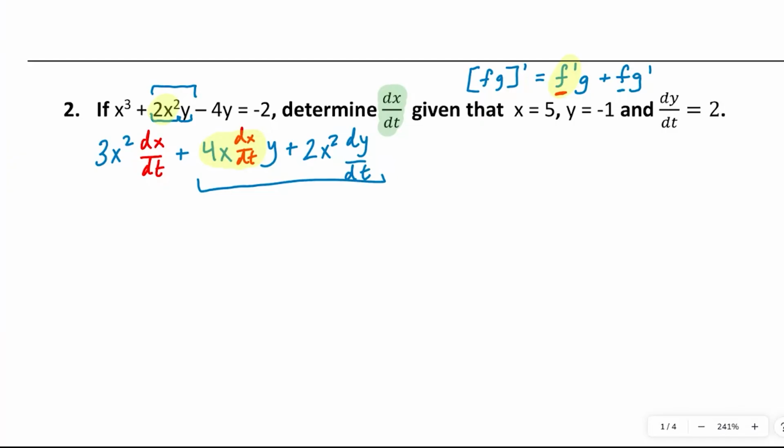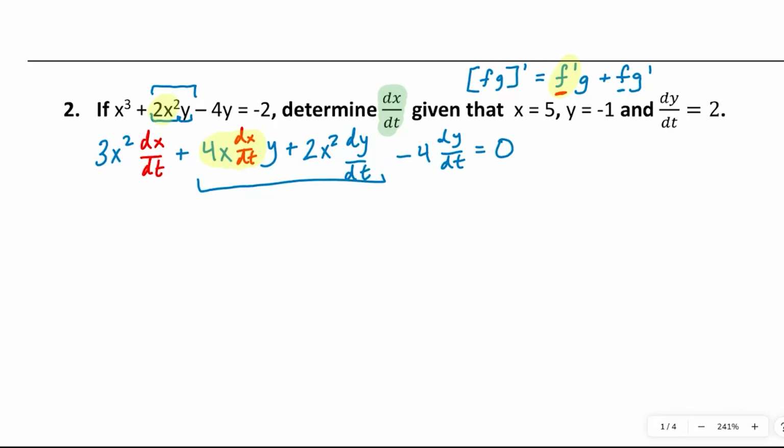The next term is minus 4y. So the derivative of that's just minus 4. But we're going to have this dy dt due to the chain rule. And what's the derivative of negative 2? 0. Yeah, derivative of any constant, slope of a horizontal line is 0. So 0 d/dt, 0 times anything, 0, so we don't need to write anything else there.